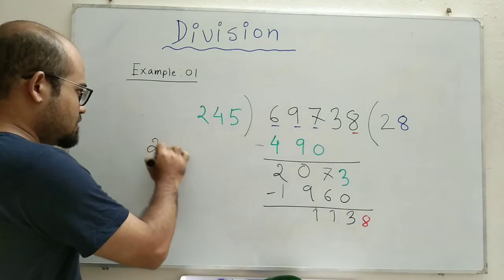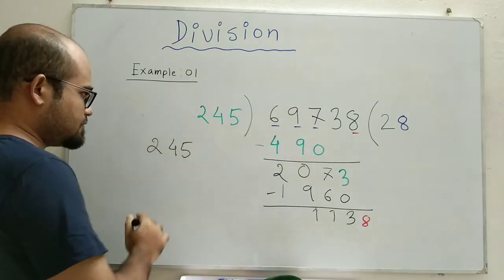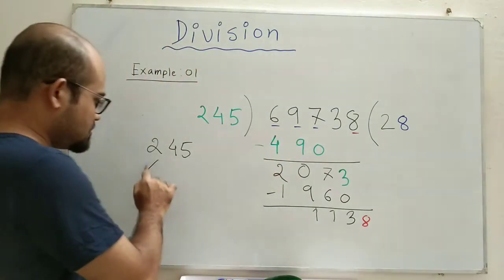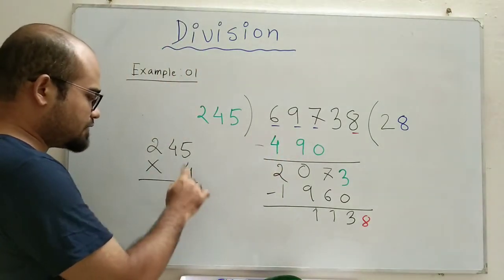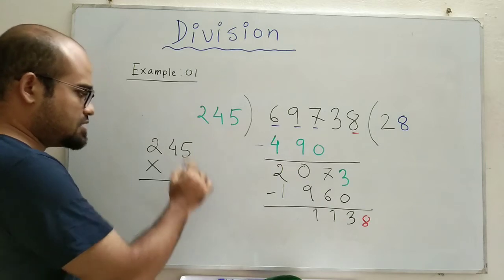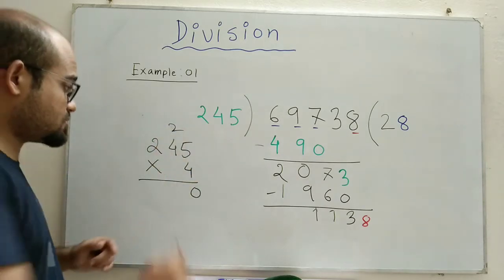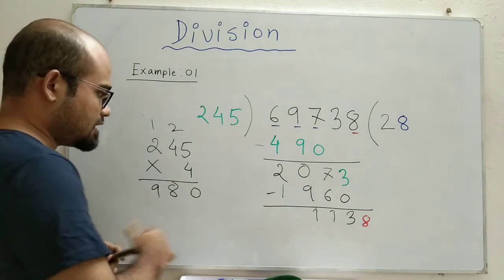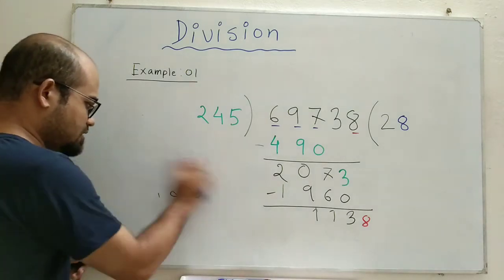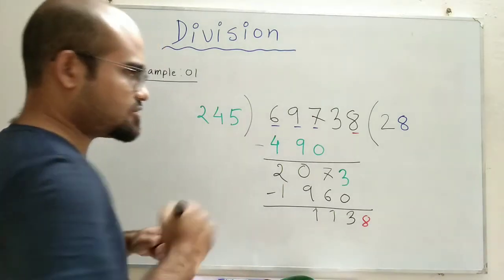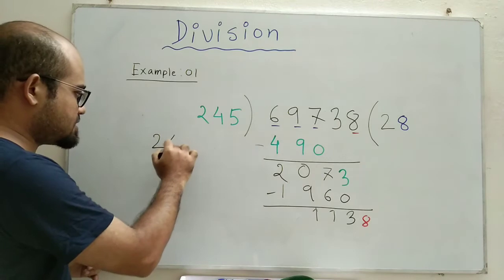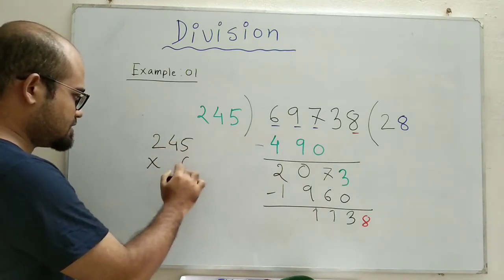So let's see. 245, we have done 2, we have done 3. Let's do 245 into 4. 5 fours are 20, 0, carry 2. 4 fours are 16 plus 2. 18, carry 1, 4 twos are 8 plus 1, 9. I think I have taken quite a small number. Let's try 245 times 6 first and see.